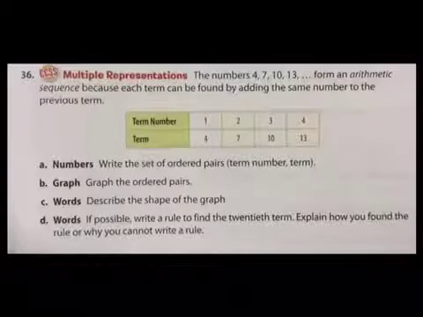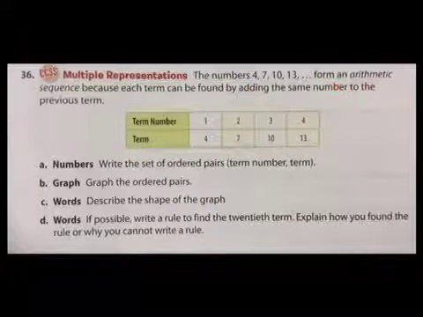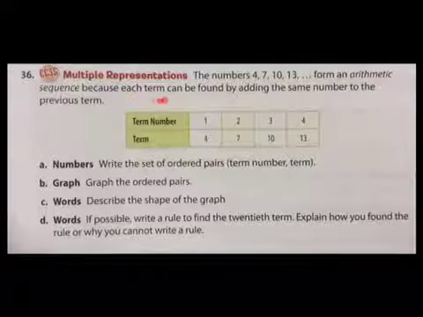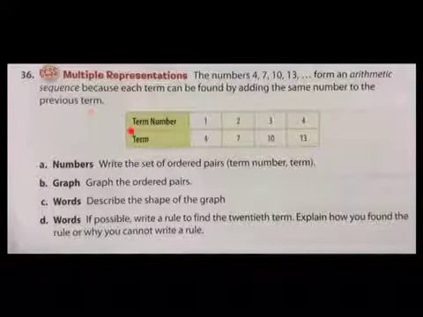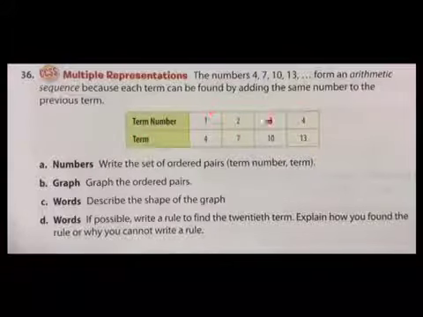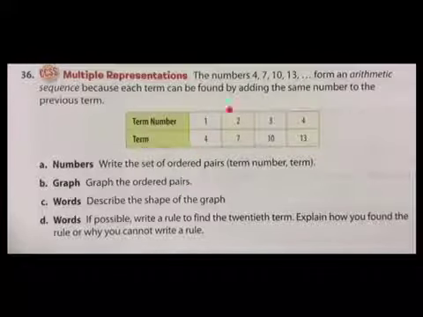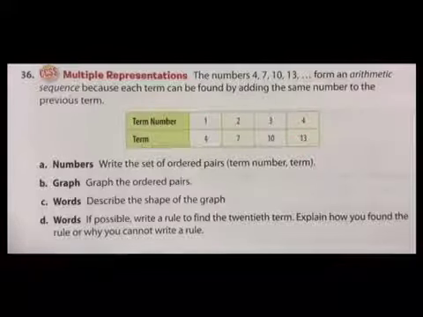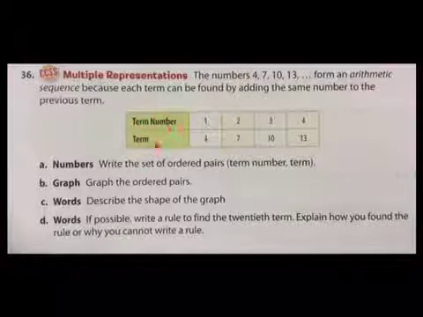Multiple representations. The numbers 4, 7, 10, 13 form an arithmetic sequence because each term can be found by adding the same number to the previous term. Okay, so we have term number, the first number, second number, third number, and fourth number. The first number is 4, the second number is 7, the third number is 10, and the fourth number is 13. If you were to graph this, the term numbers will be your domain, and your term is your range. So this would be your x-axis, and this would be your y.